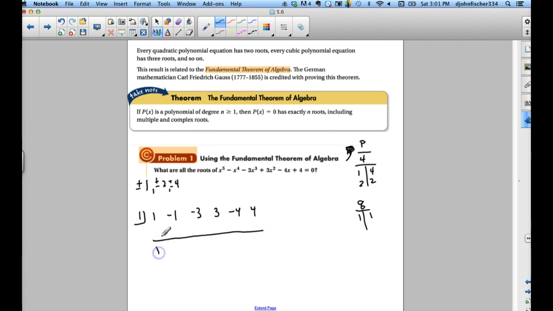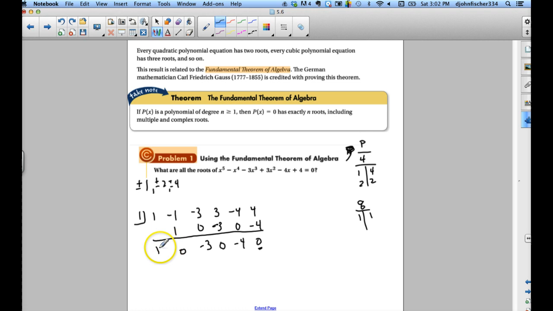So then we bring down the 1. 1 times 1 is 1, which added gives 0, which gives 0, which added to -3 is -3, which gives 0, 0, then -4, which is -4, and 0. Let's finish that up. -3 times 1 is -3, which is 0, which is 0, which added to -4 is -4, which is 0. Okay, so it worked. So I know one of my roots is 1.